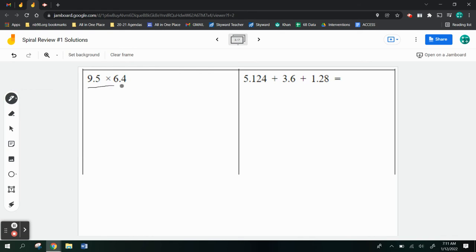I'll go over this one. This one gave some students difficulty. So remember, always start out by estimating. That way you can just ignore the decimal. 9.5. Does that round down to 9 or round up to 10? That rounds up to 10. Times 6.4. Does that round down to 6 or up to 7? That would round down to 6. 10 times 6 is 60.